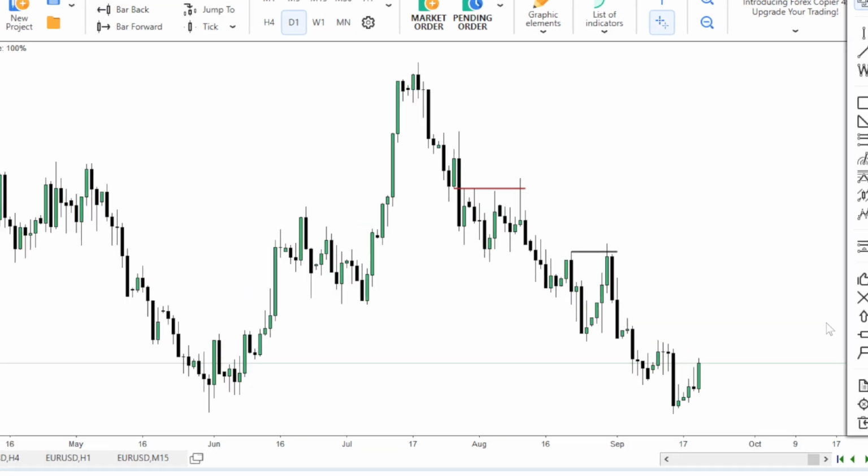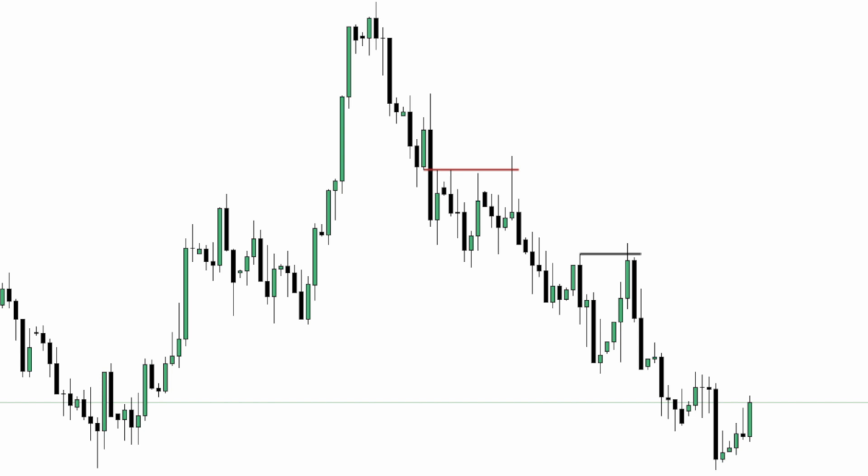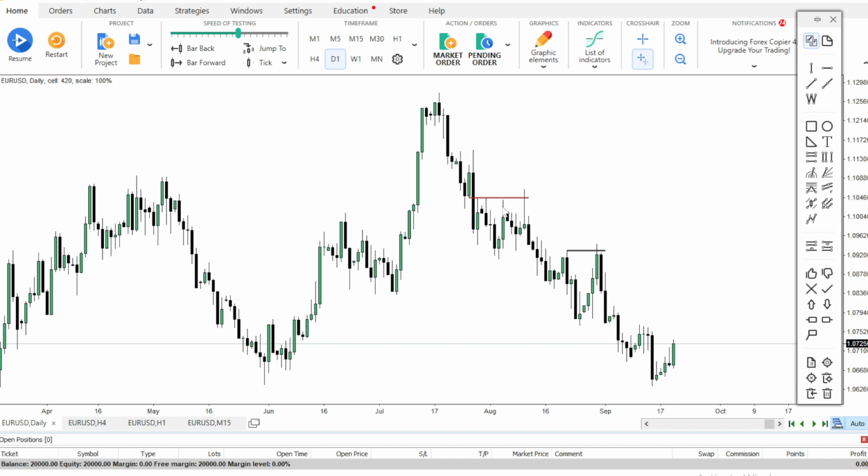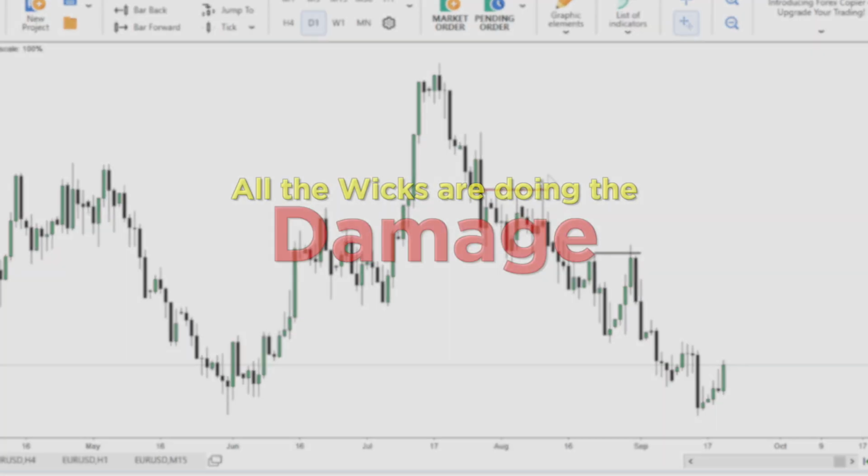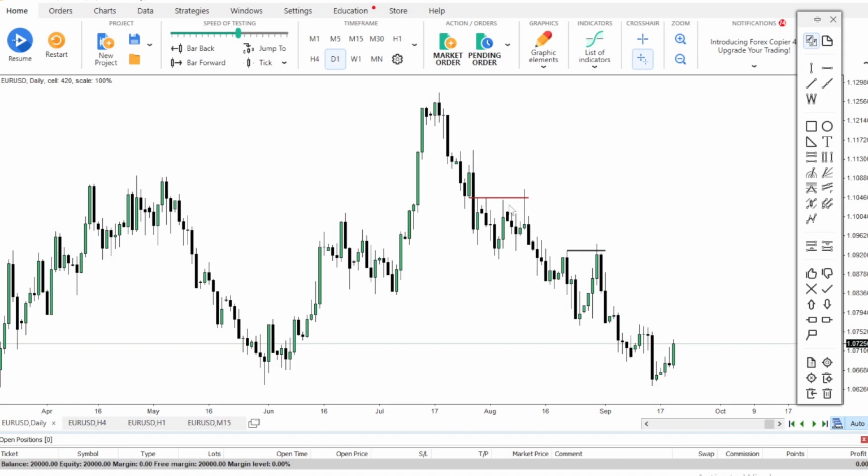Let's get started. As you can see on the daily time frame, we are respecting our bearish PD arrays, or the bearish order blocks. As you can see, this is a very nice clean bearish order block. It's respected. All the wicks touch it but never close or break above it, and all the wicks are doing the damage but the body never closes above and beyond the main threshold of this bearish order block.